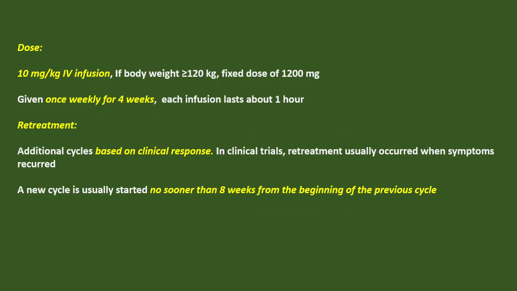Dose is 10 milligrams per kilogram IV infusion. If the body weight is more than 120 kilograms, a fixed dose of 1200 milligrams is used. It is given once weekly for 4 weeks, and each infusion lasts about an hour.